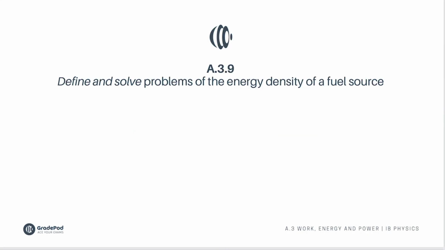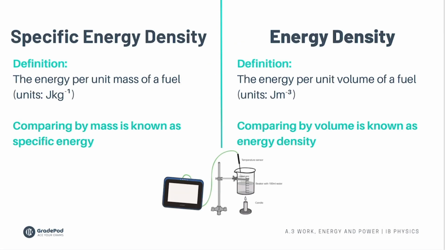Finally, our learning objective 9 is about energy density of a fuel source. When we're talking about fuel source, I'm talking about things like coal or oil. And there's a very good reason that you might choose coal to generate electricity over oil, and that's because of the energy density. The energy density is basically a measure of how much energy you can get out of a particular substance. And there's two types of energy density.